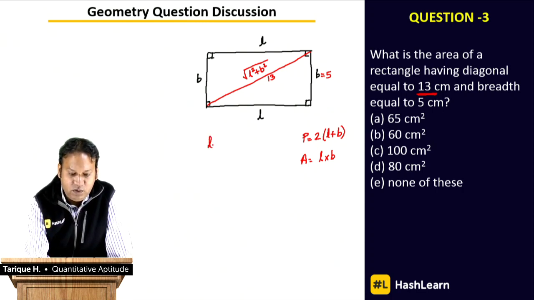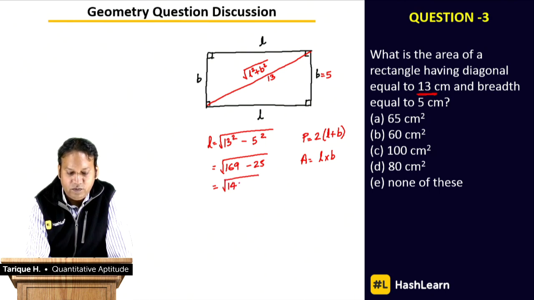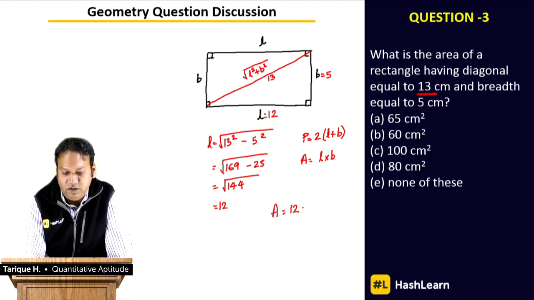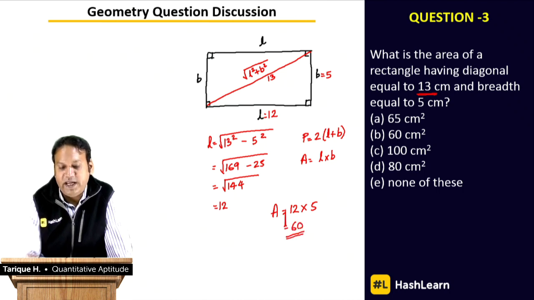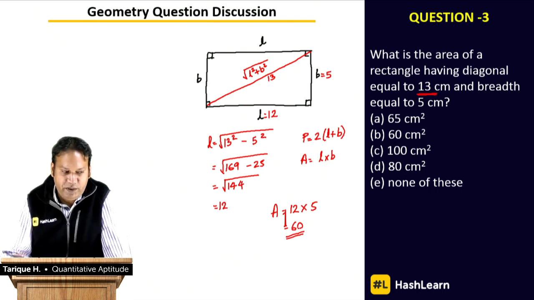So length is equal to under root 13 square minus 5 square, and that is equal to under root 169 minus 25, under root 144, which is equal to 12. So the length is equal to 12. Once we know the length of the rectangle, we can find the area, length into breadth, 12 into 5, which is equal to 60. So the area of the rectangle is 60. That's your answer, option B.